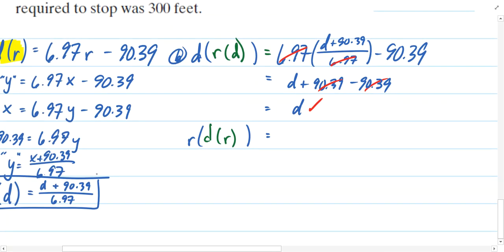And this formula did require a large fraction, so I'll give myself some room here. And we needed the distance, which from the original equation was 6.97r minus 90.39 plus 90.39, all divided by 6.97.